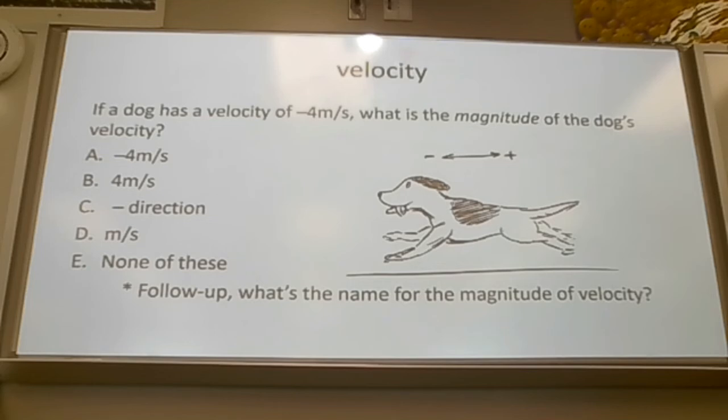Correct answer is B. Okay? The magnitude of velocity is the absolute value. Actually, the magnitude of anything is the absolute value. It's the number, it's the how much. In this case, it's the how fast. What do we call the magnitude of velocity? What name do we give that? Speed. Good with that? Okay.